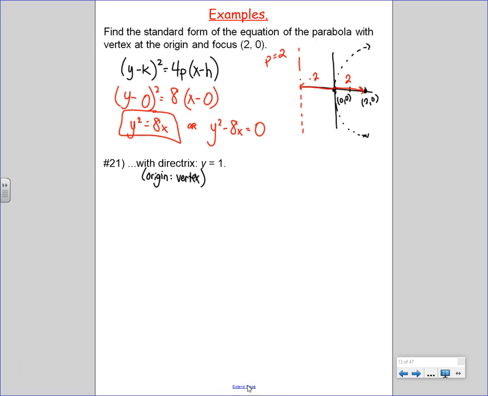So no longer focus at (2, 0). That's not there anymore. The origin is still the vertex, but now there's a directrix at y equals 1. Anybody who is watching the video, I am freezing the screen and writing the answer, but they can't see it yet.